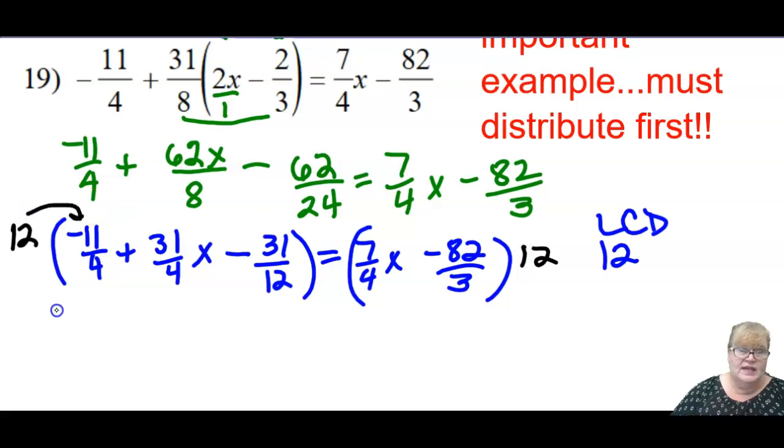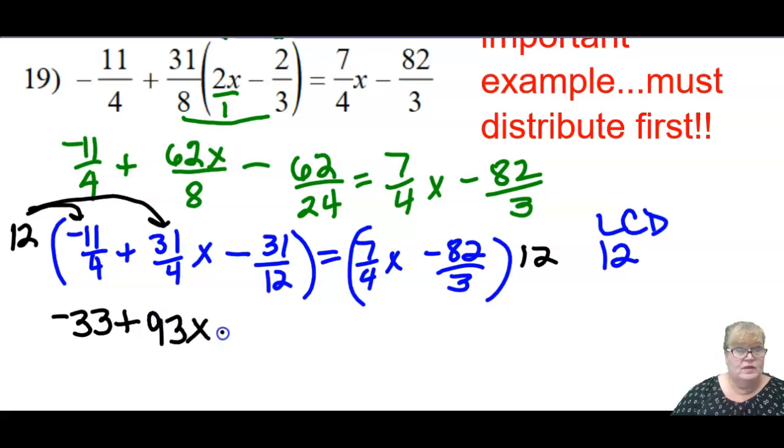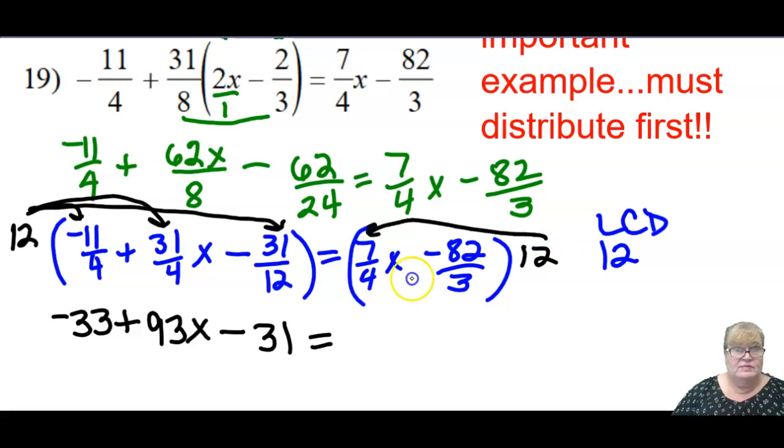So here you can type 12 times negative 11 divided by 4. You should get, let's see, negative 33. And then here, 12 times 31 divided by 4, I believe is going to be 93. And then way back here, 12 times 31 divided by 12 is just going to be 31. And over here, 12 times 7 divided by 4 would be 21. And here, I might need a calculator. 12 times 82 divided by 3.